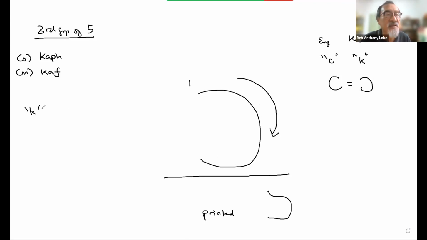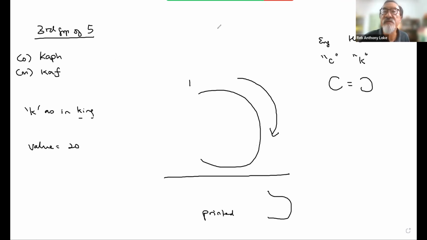The K sound is the same as in king. It's a K sound. And the numerical value now, of course, is 20. You jump to 20. So there's no 11. 11 is made by combining 10 and 1. So here is 20, the next letter. So the next set is qoph. It is like a C that is terbalik, and it's above the line. So just put a C in reverse direction. Qoph, K as in king.